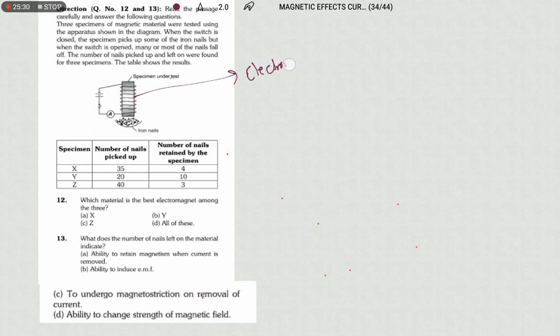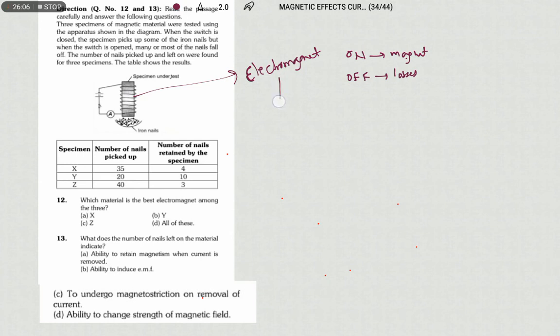So why is it an electromagnet? Because as long as the current passes through the conductor, it behaves like a magnet. So it is a temporary magnet. Temporary magnets are nothing but electromagnets. Once the switch is on, it acts like a magnet. Under the on condition, it is a magnet. Under the off condition, it loses its magnetic properties. We discussed electromagnets and permanent magnets in detail.